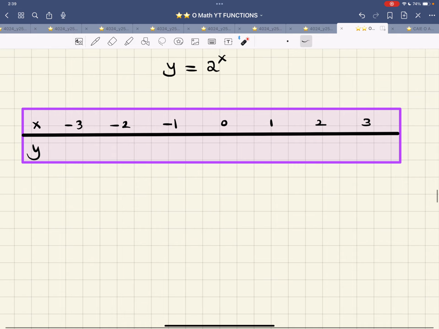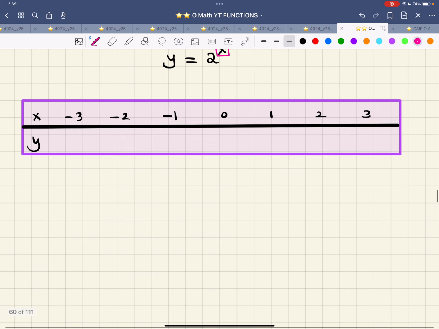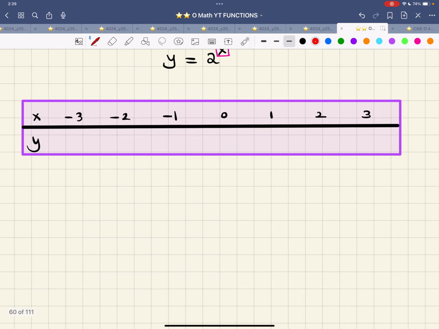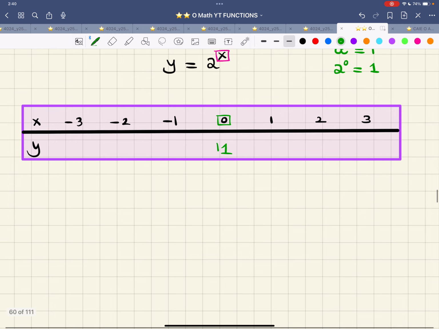Now first of all, let's look at this exponential function. So y is 2 raised to the power of x. x is the power over here. Now let me plug in different values. First of all, let me plug in 0. 2 raised to the power of 0 is 1. That's the basic rule of indices, which is a power 0 equals 1. So therefore 2 power 0 is also 1. So I have written this over here.